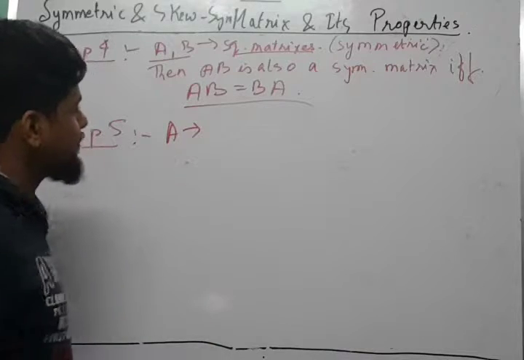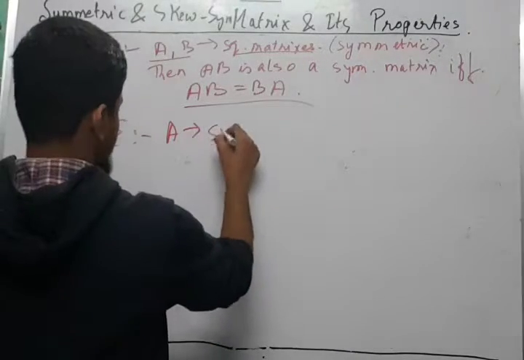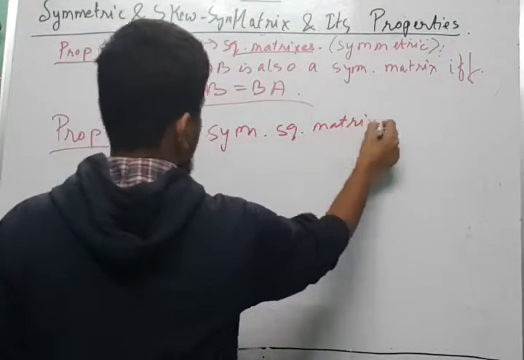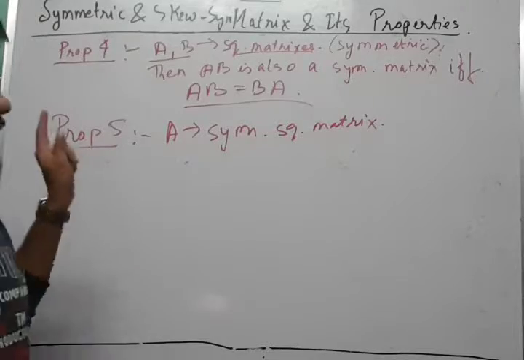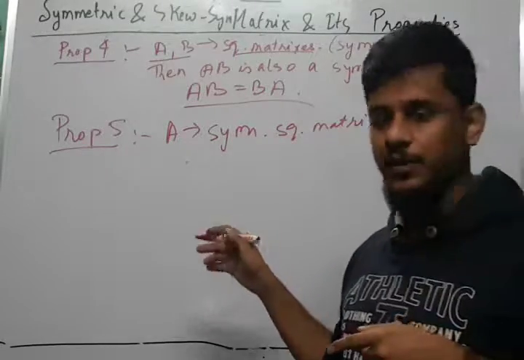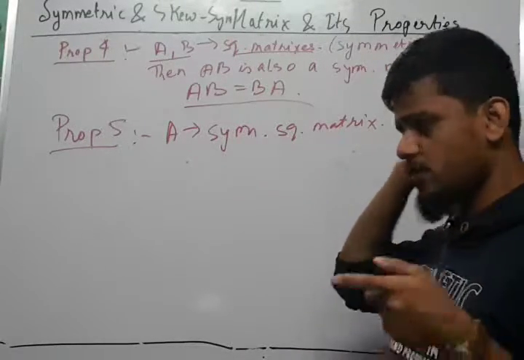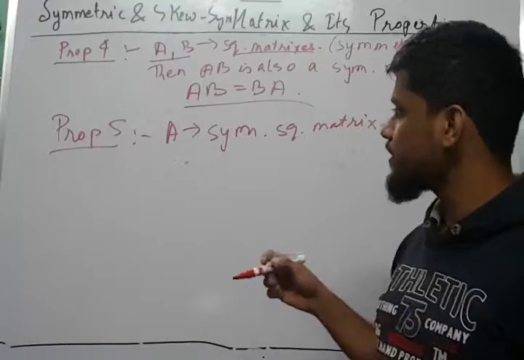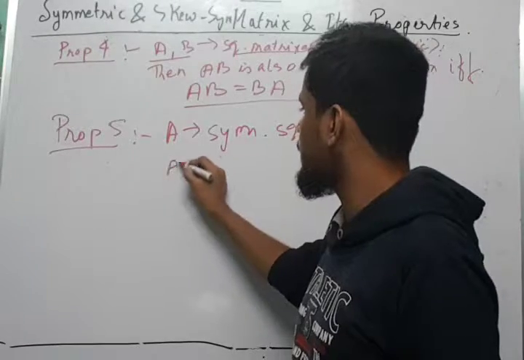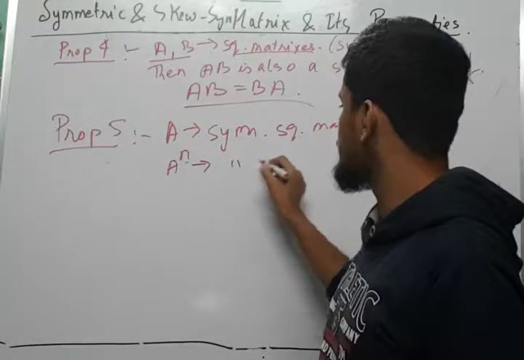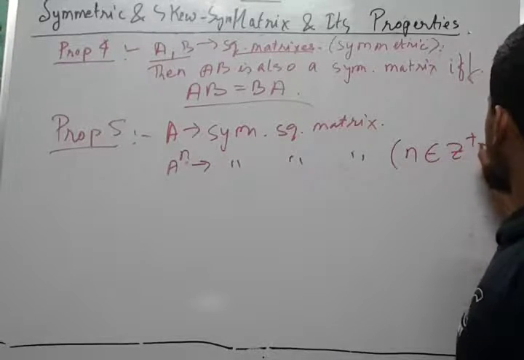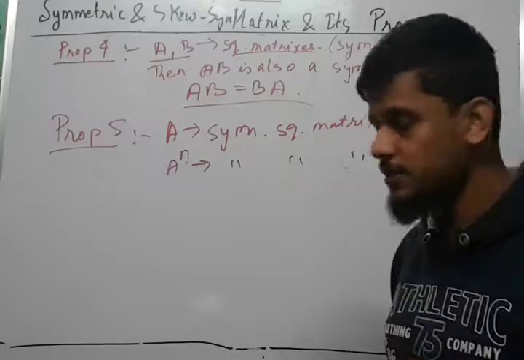So now A is basically, we can say A is a symmetric square matrix. So now if we take any power n, suppose we take A to the power n, where n is a positive integral number, then that matrix will also be a symmetric matrix. Basically we'll say that A^n is also a symmetric square matrix where n is a positive integer. Okay, so this is the property.